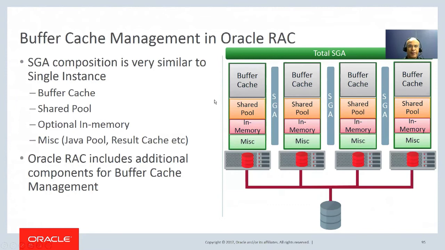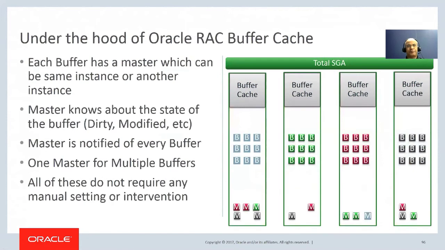What is different in RAC is that we have some additional components to manage the buffer cache. Why is that? As we know in RAC, a session could connect to node 3, and it might require a block that is cached in node 1's buffer cache. You do not have to change anything, but you need to know that it doesn't matter where your blocks are, we will get it for you. And not only that, we'll get it for you within your timeline. I'll talk about that a little in the next slide.